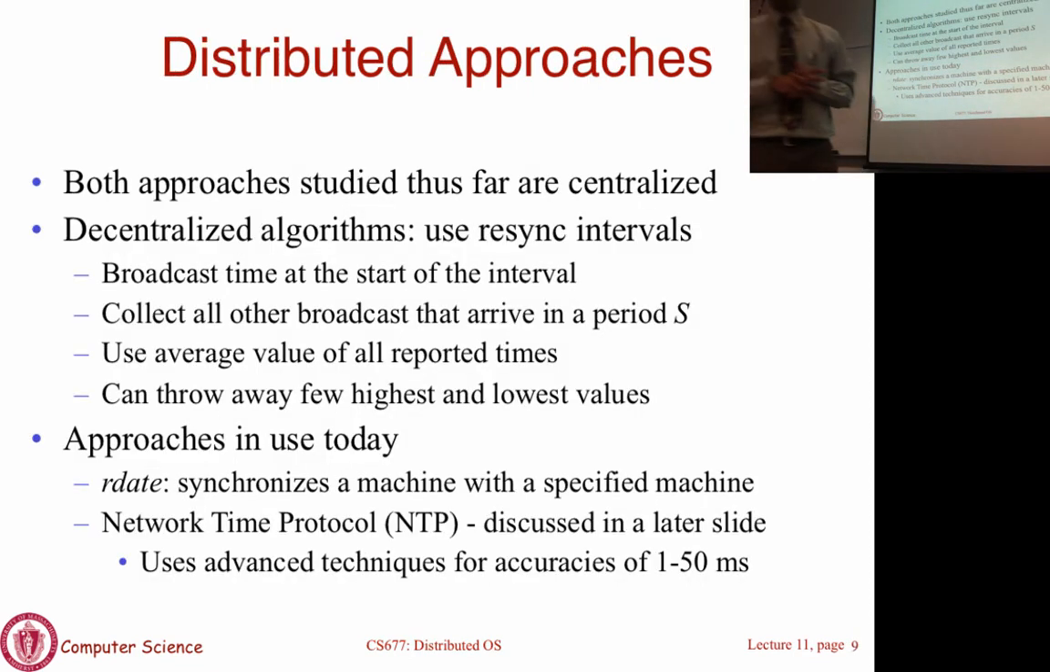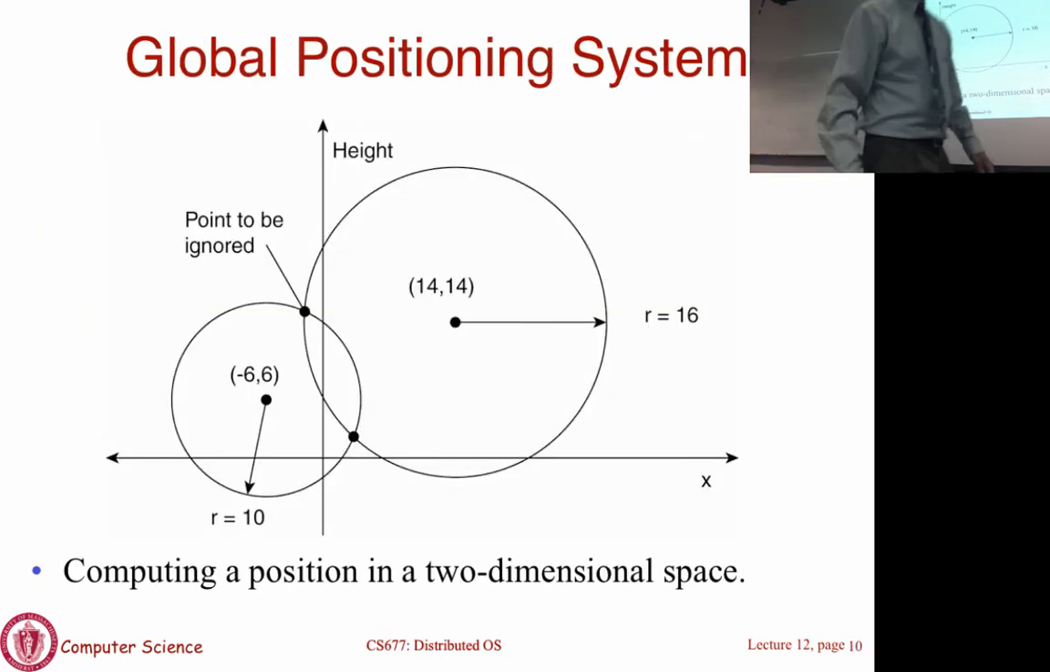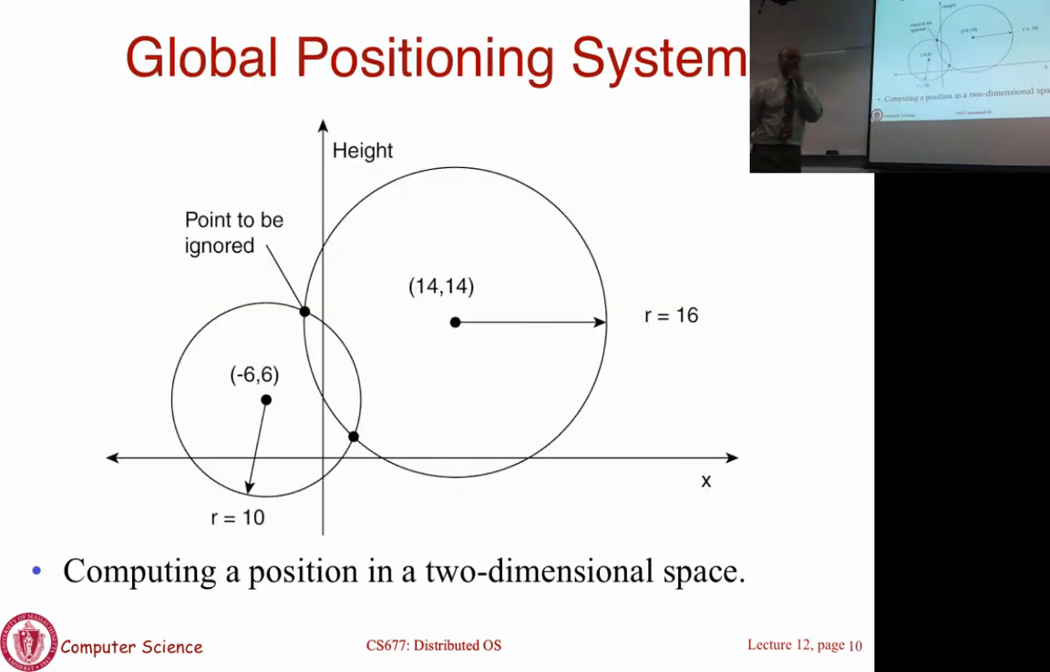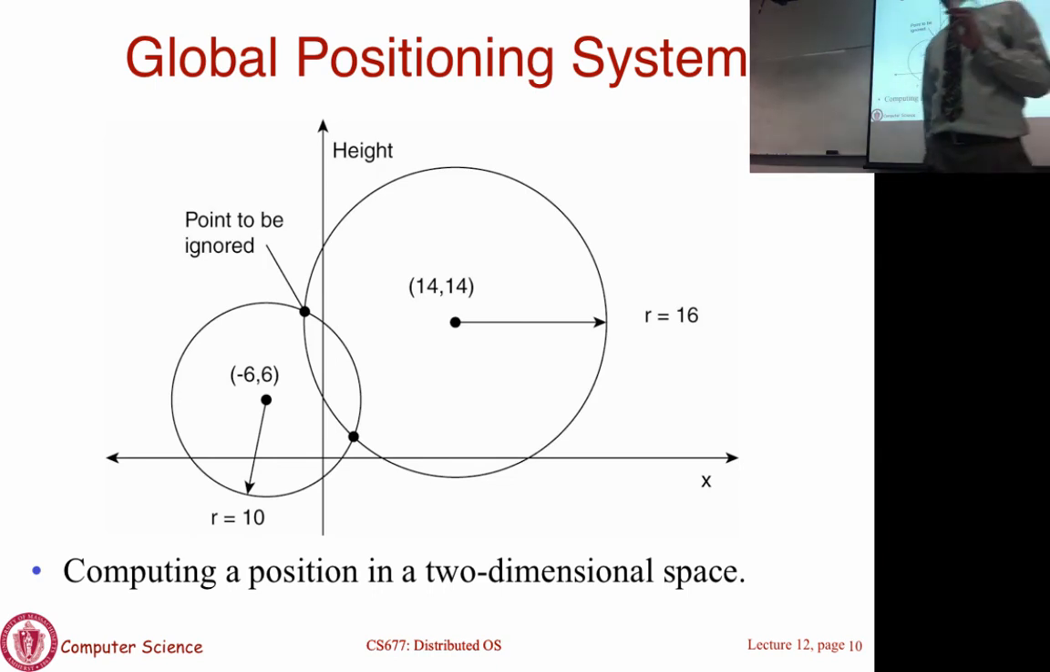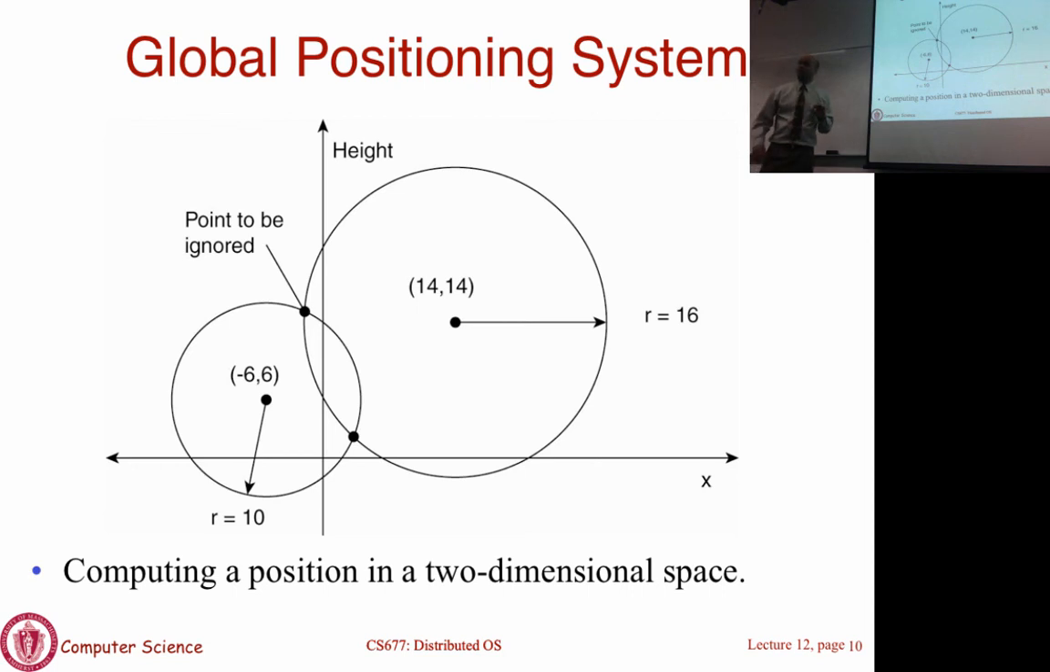Next we are going to talk about what might seem to be a slightly disjoint topic from clock synchronization, but we'll see why it is related. We'll talk about the global positioning system, or GPS. Most of you know what GPS is, I presume. You use GPS to find directions to go from one location to another. We'll see how the GPS system works and why it is related to clock synchronization.